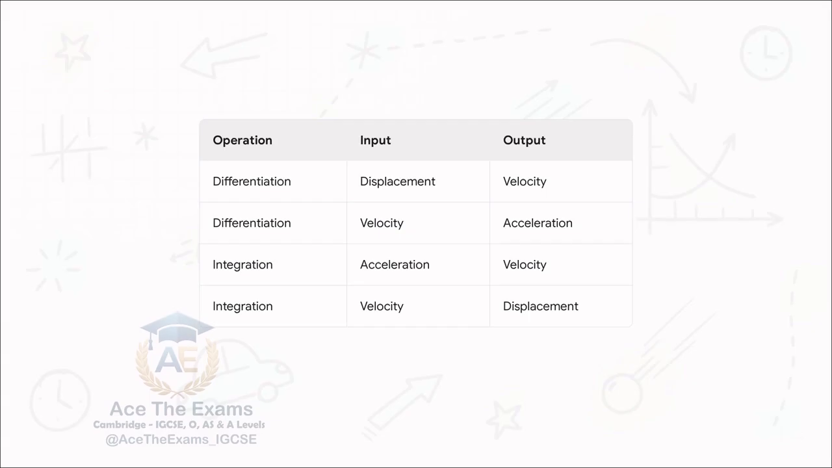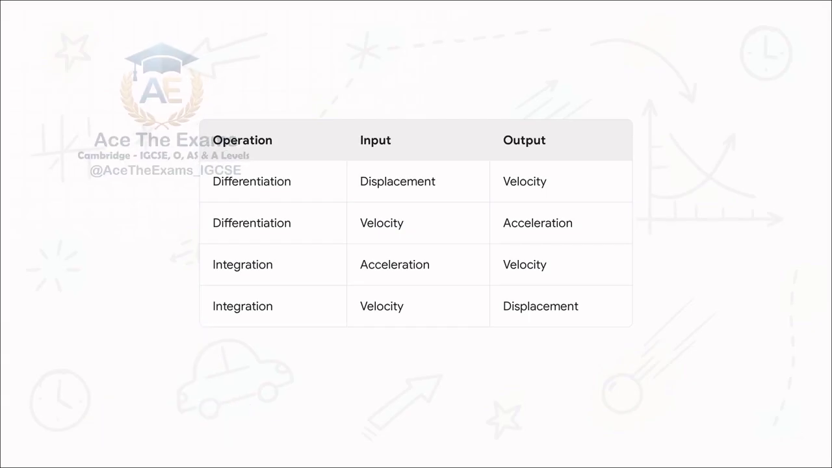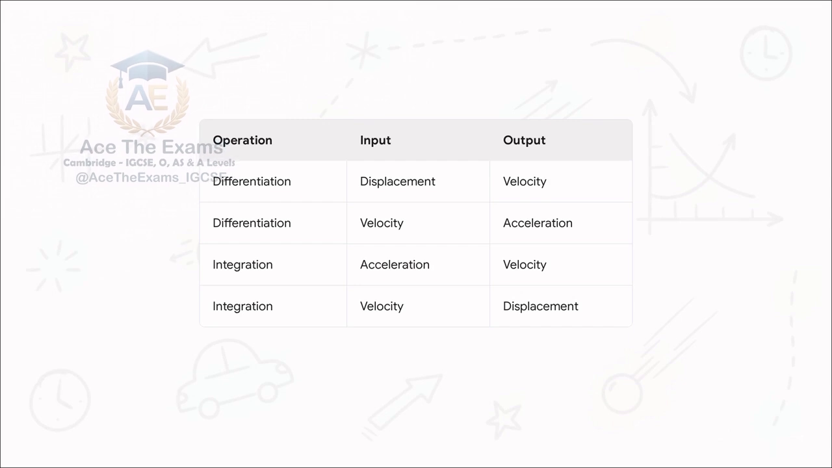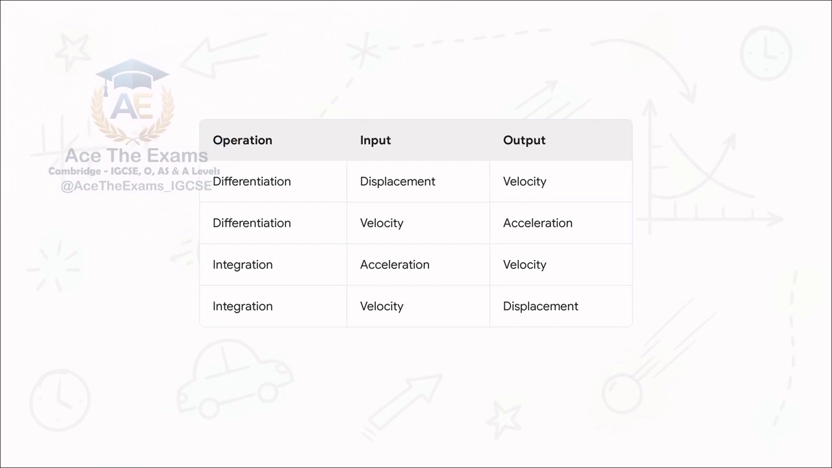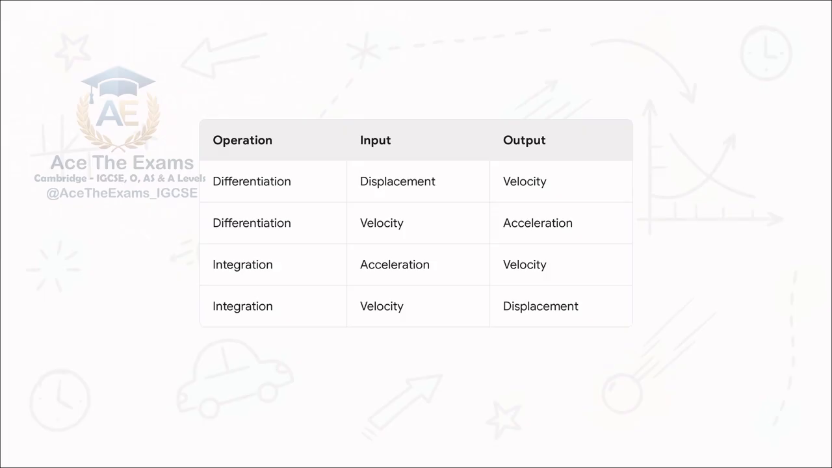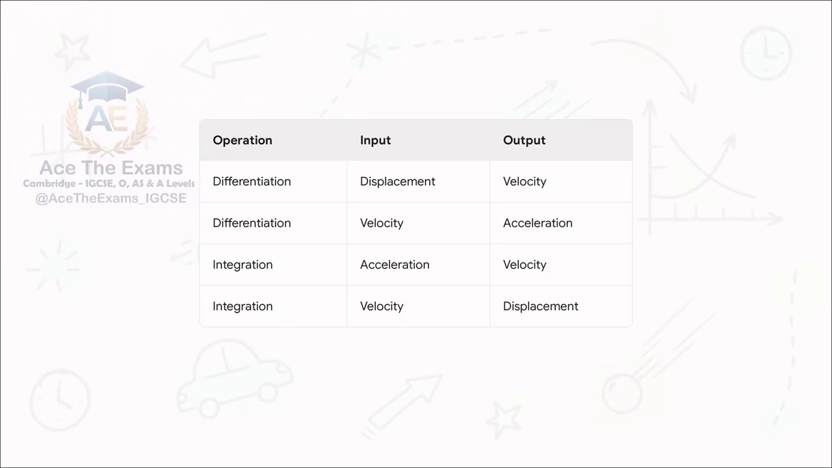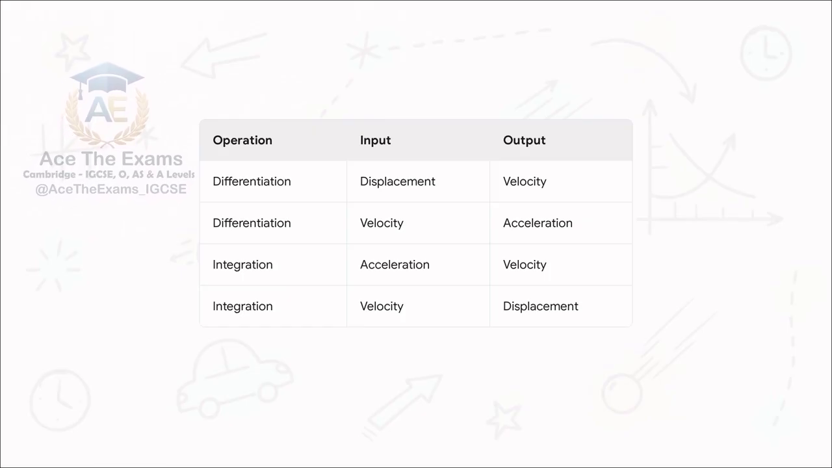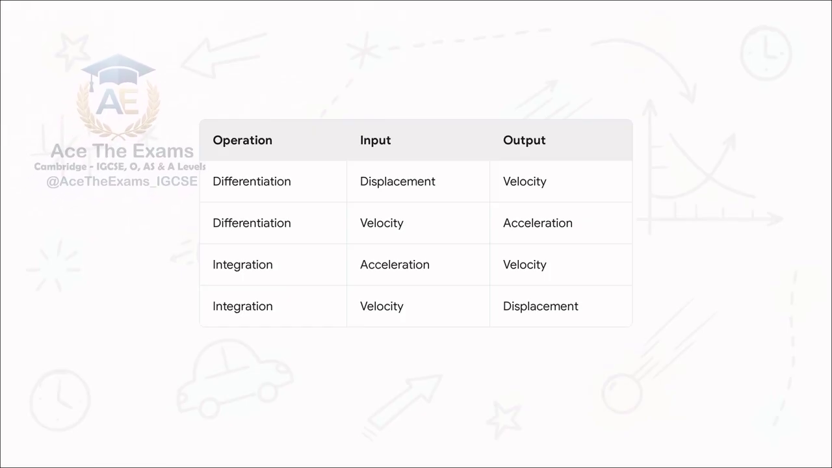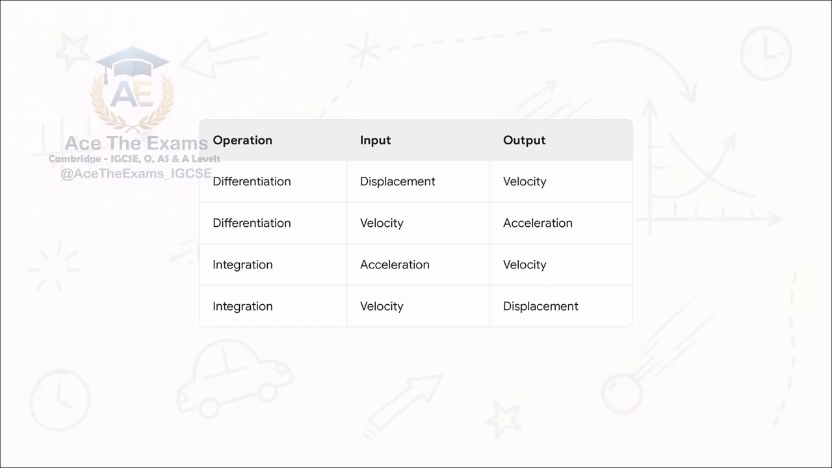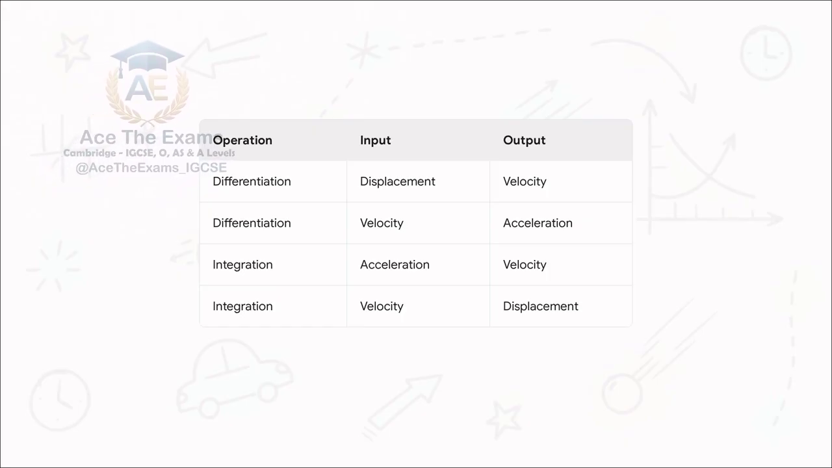Now, this visual perfectly illustrates the core story you need to memorize to execute those 5 steps flawlessly. It maps out the exact relationships in kinematics. If your input is displacement, the operation of differentiation yields velocity. If you differentiate velocity, you get acceleration. And going backward, integration of acceleration yields velocity, and integration of velocity yields displacement. It's a perfect loop.